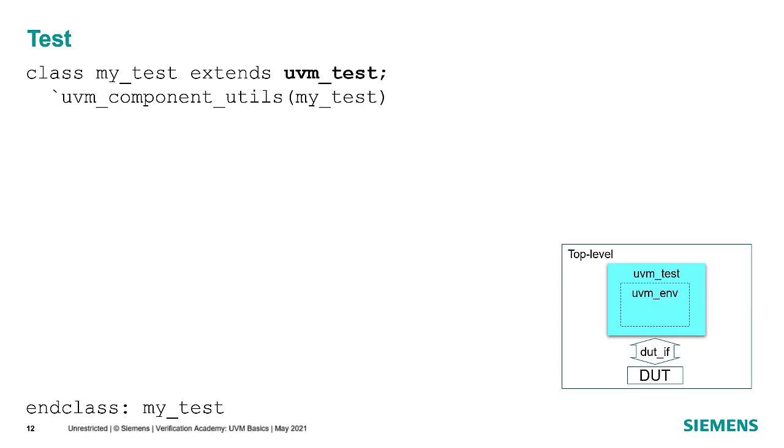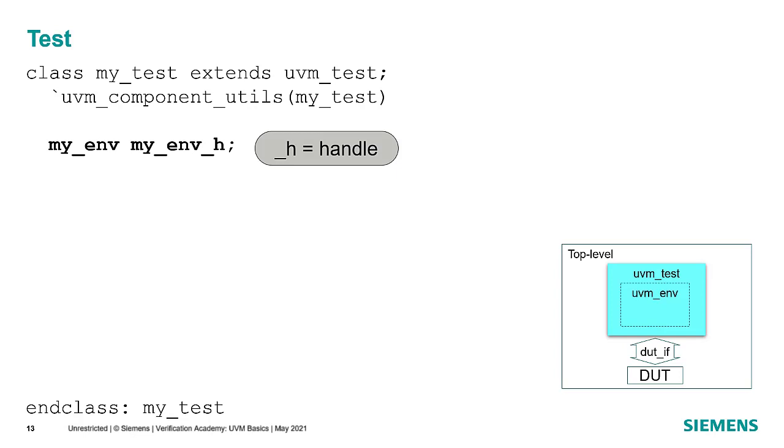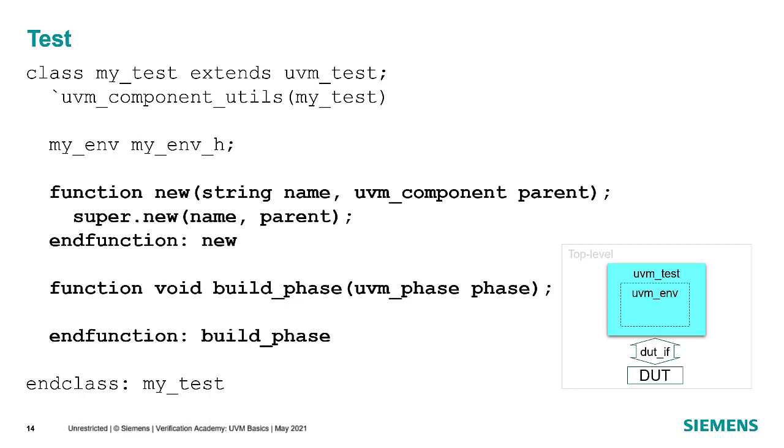In the test itself, again, this is a component. It's extended from the uvm_test base class. So we register it using the uvm_component_utils macro. And then we declare the environment. In these examples, we're going to use the _h notation to indicate a handle to the environment, but you can name them whatever you want.